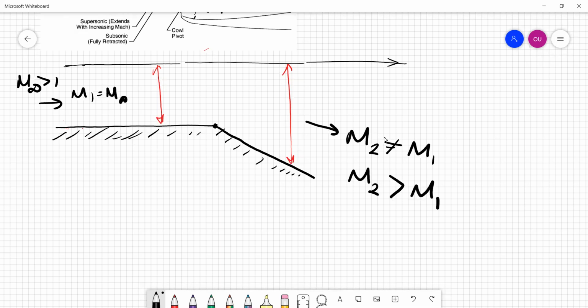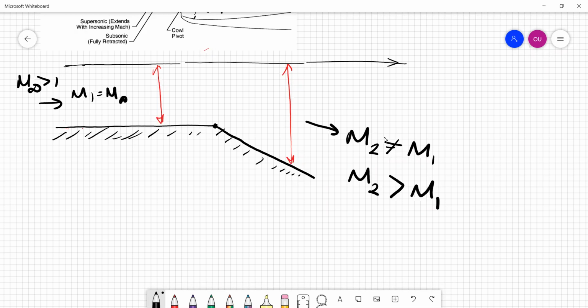Opposite to what's happening in an oblique shock wave, where M2 was reduced, it was deceleration because it's basically compression. But here we have the physical process of expansion. In this expansion, generally, when we have expansion, we do not have shock waves.